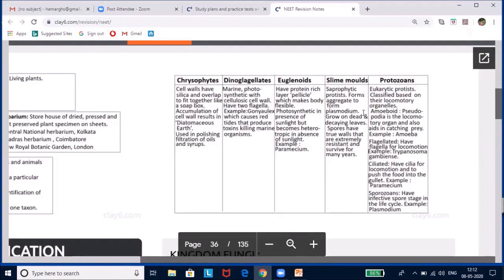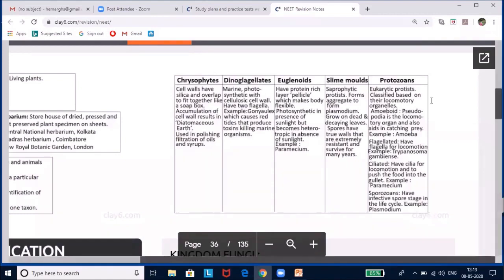Now slime molds, they are saprophytic protists. They form aggregates. In your textbook they have given it as plasmodium, but actually it is pseudoplasmodium. So you should have it as pseudoplasmodium, that is a false plasmodium. They grow on dead and decaying leaves. Spores have true walls that are extremely resistant and can survive for many years. That is the reason why, when there are harsh conditions, these spores remain inert. They do not get disturbed at all. Once favorable conditions return, they will start germinating and growing.